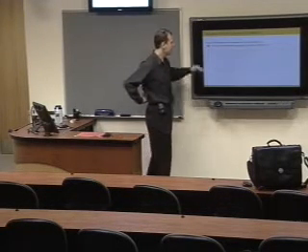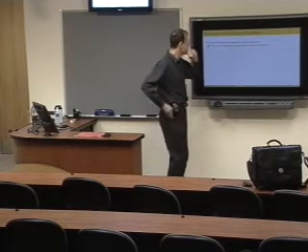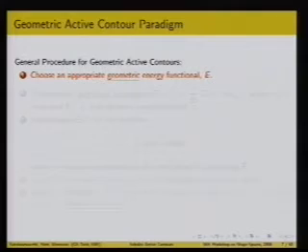What I'm more interested in now is this procedure. So how does the general procedure work? Whether you're using edge-based or region-based or even more complicated hybrid energies, the generic procedure is you choose an appropriate energy function. Usually you want the energy to be geometric so it doesn't depend on how you parameterize the curve.